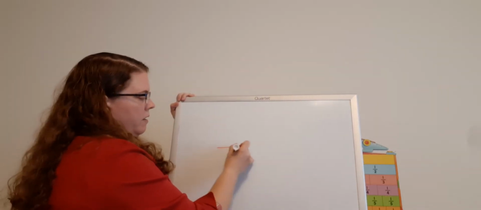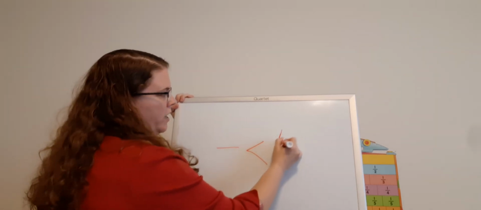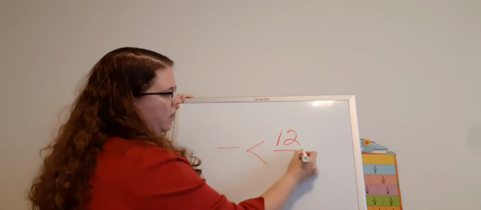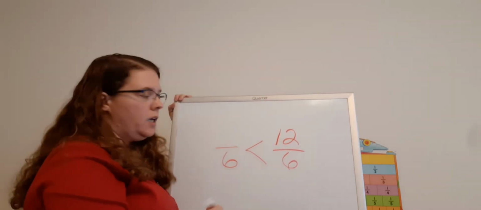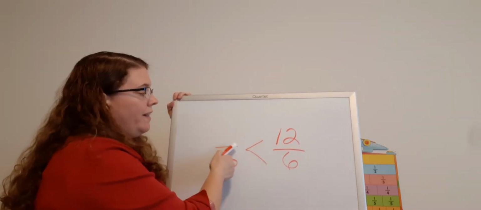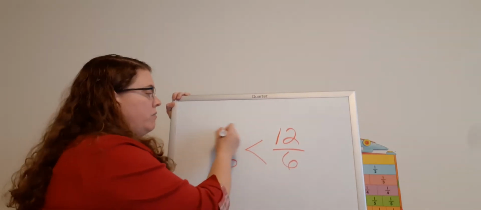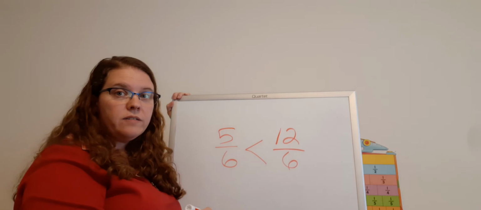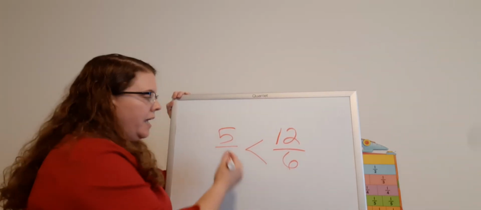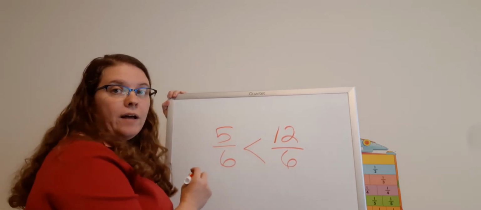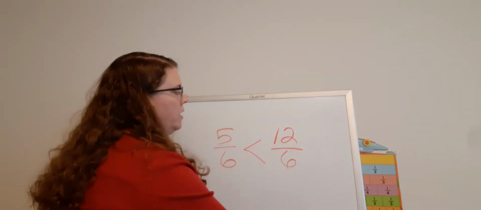So we have some fraction is less than 12/6. That's okay. Keep your denominator the same. Now we have to make sure that we're less than 12. So it could be 5/6 is less than 12/6. It could be 7/6 is less than 12/6. Anything that's less than 12. So it could be 11 or down, okay? So any of those numbers.